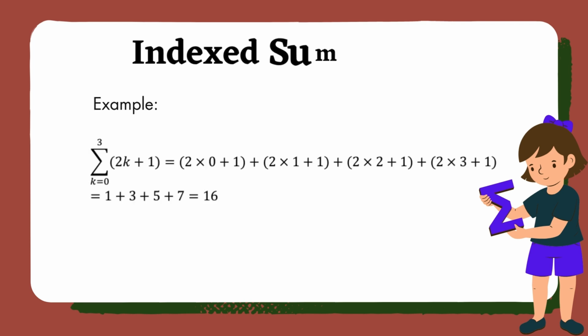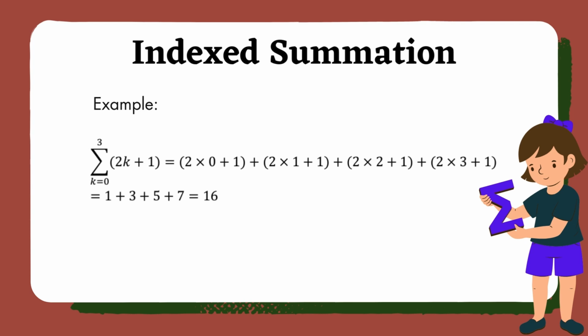Let's have an example for index summation. I have the summation of the quantity 2k plus 1 from 0 to 3. So that can be equal to 2 times 0 plus 1, because we just have to substitute the values from the lower boundary to the upper boundary, which is 0 to 3, to k. So that's going to be the quantity 2 times 0 plus 1, plus the quantity 2 times 1 plus 1, plus the quantity 2 times 2 plus 1, plus the quantity 2 times 3 plus 1.